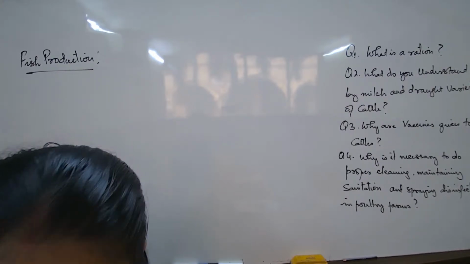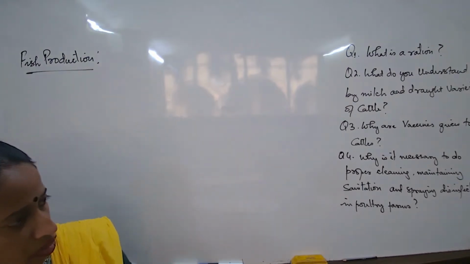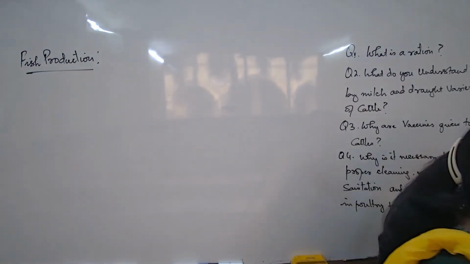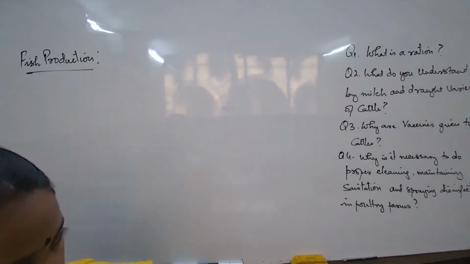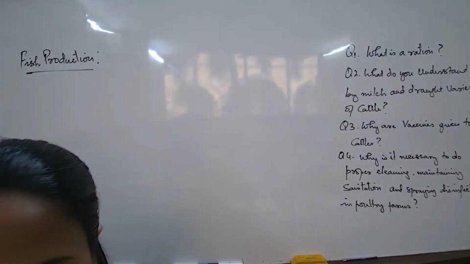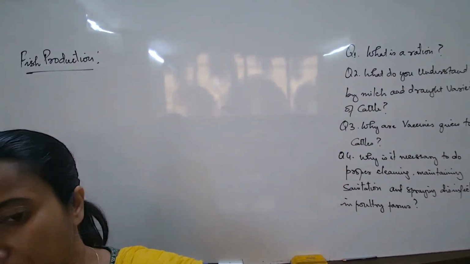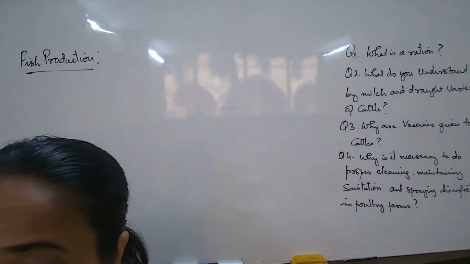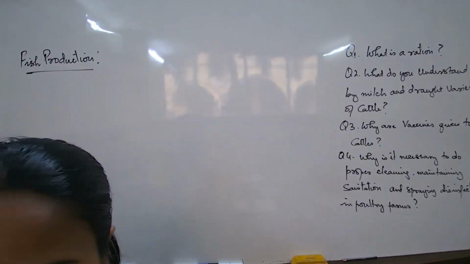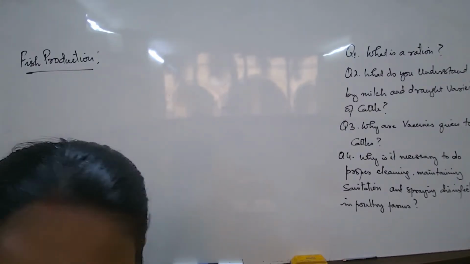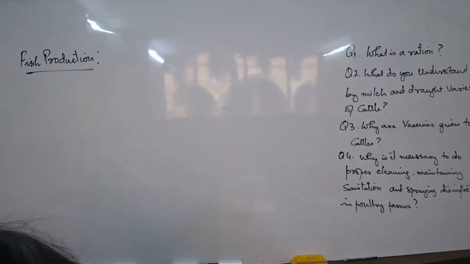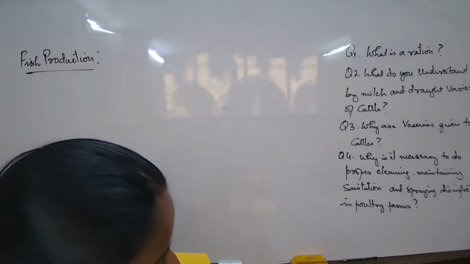Disinfectants. Now, write down the answer. Why is it necessary to do proper cleaning, maintaining sanitation and spraying disinfectants in poultry farms? Write the answer. Did you understand the question? When we talk about cattle farming, we were discussing that the shed of the cattle should be well ventilated, the floor should be clean, and it should be sloped so that all the waste substances get drained out. So that also more or less has to be maintained for poultry. Write down the answer.